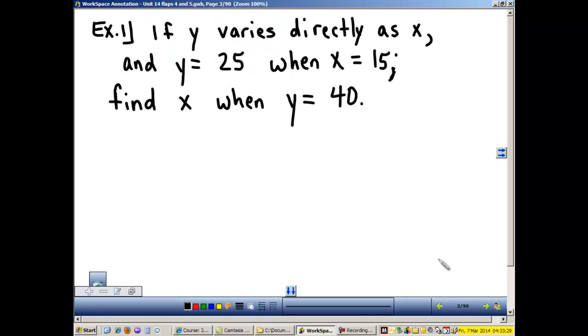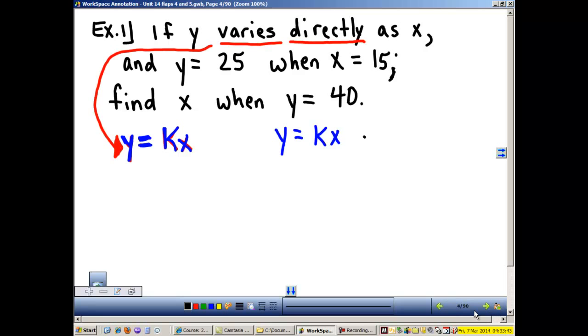If y varies directly as x and y is equal to 25 when x is equal to 15, find x when y is equal to 40. We have to set up two different equations to solve. We're talking about varies directly. That's the key to which equation to use. Varies directly is y equals k times x.